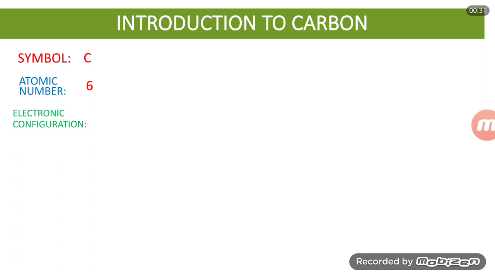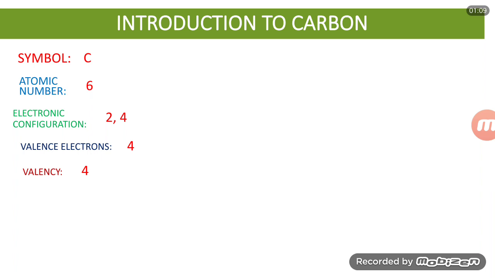Therefore, its electronic configuration can be written as 2, 4, which means 2 electrons are present in K shell and 4 electrons are present in L shell. Then with reference to this electronic configuration, the valence electrons present in carbon will be 4, and therefore its valency will also be 4 without any plus or minus sign, because elements which have 4 valence electrons cannot become stable by losing its 4 valence electrons, neither can become stable by gaining 4 electrons.